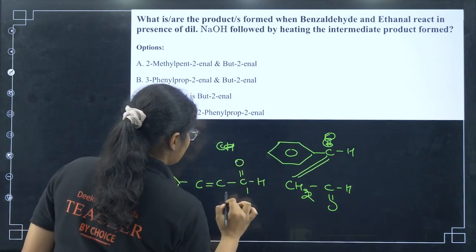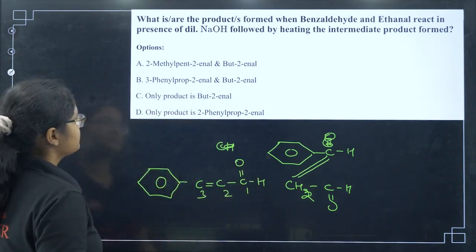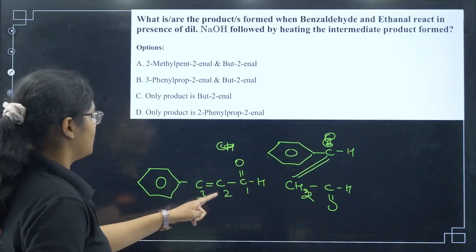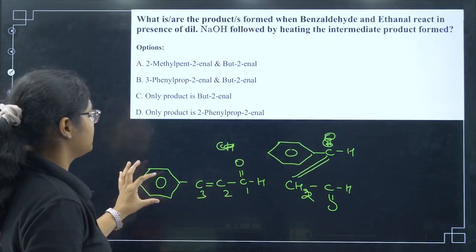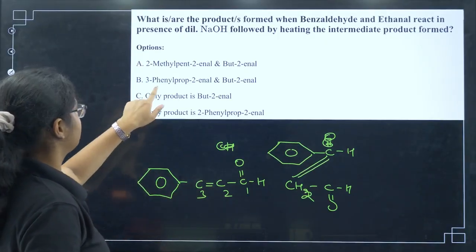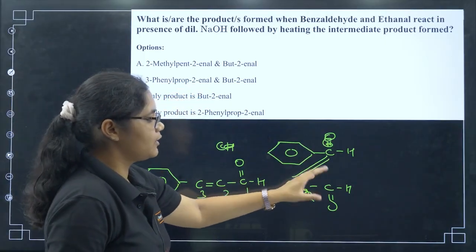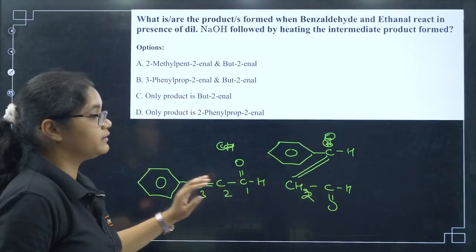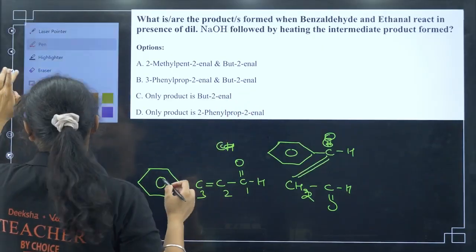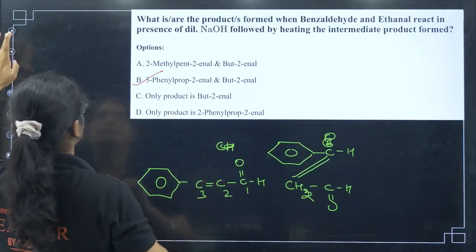So 1, 2, 3. What is the product here? We will get one product, 3-phenyl prop-2-enal, and if this compound undergoes aldol condensation, you will get but-2-enal. So that is option number B.